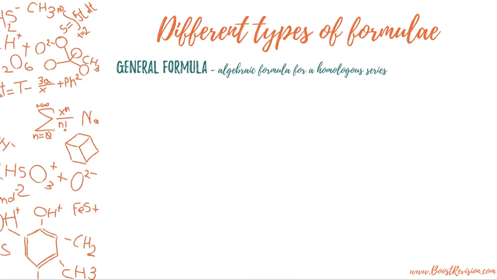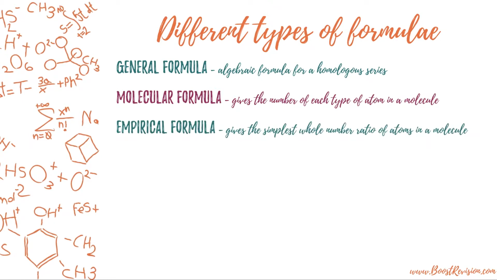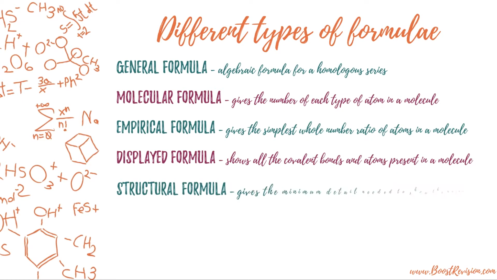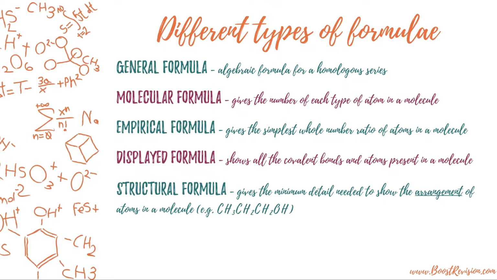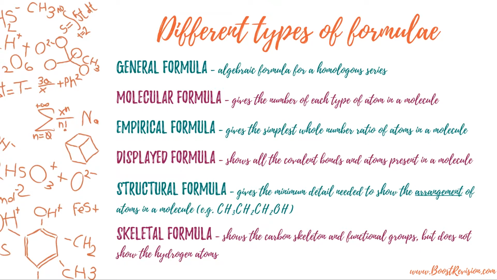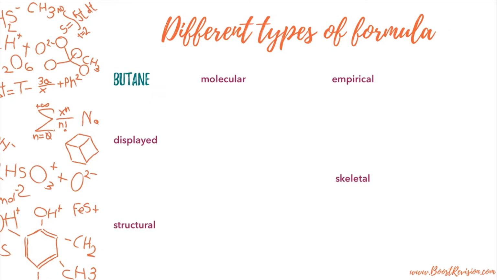You'll already have come across many of these at GCSE, but you may not have come across the structural formula, which gives the minimum detail needed to show the arrangement of atoms in a molecule. This is easiest to see when you compare it directly to displayed formula, and you'll see this in a slide in a second. You're also unlikely to have come across the skeletal formula, which shows the carbon skeleton and the functional groups, but doesn't show the hydrogen atoms. This is the most simplified type of formula you can get, and you'll see it used more and more throughout the course as you start to deal with more and more complex organic molecules. So let's have a look at the different types of formula for butane.